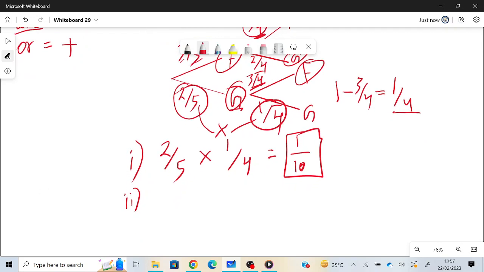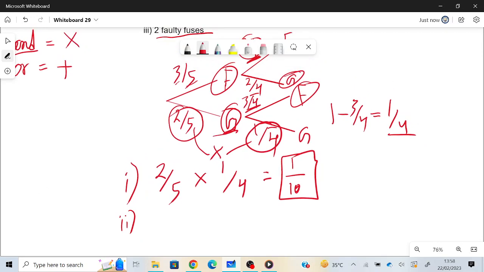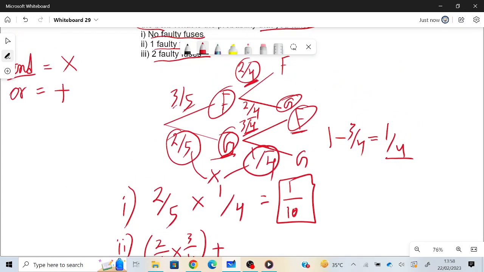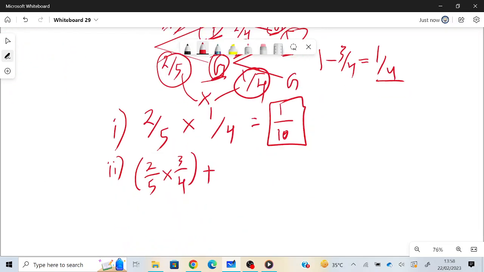Let's say our first pick is a good fuse, that's this, and our second pick is a faulty fuse, that's this. So the probability of that would be 2 over 5 times 3 over 4, plus the other pick, which would now be that I first pick a faulty fuse and then I pick a good fuse. That's 3 over 5 times 2 over 4.